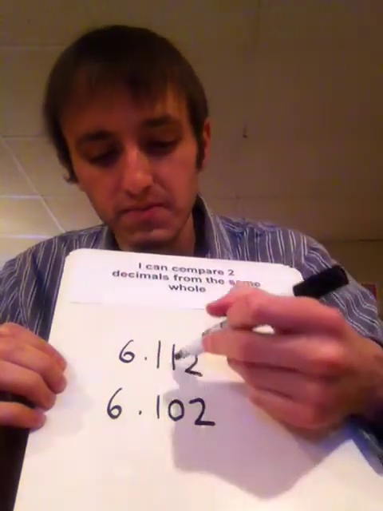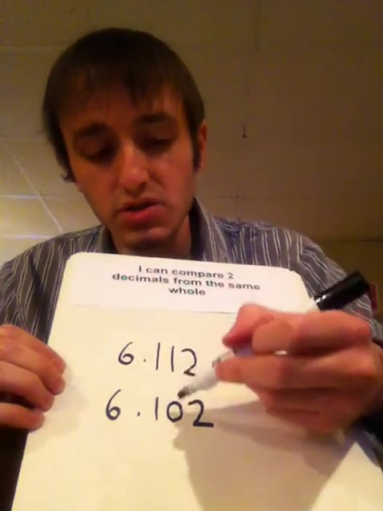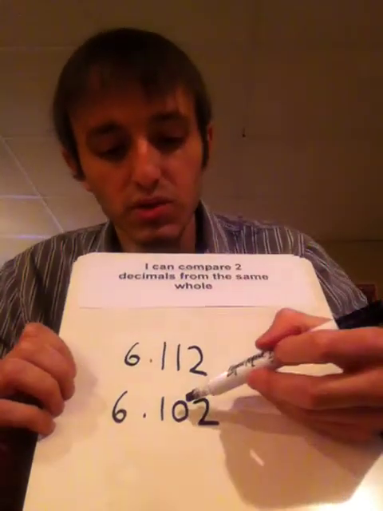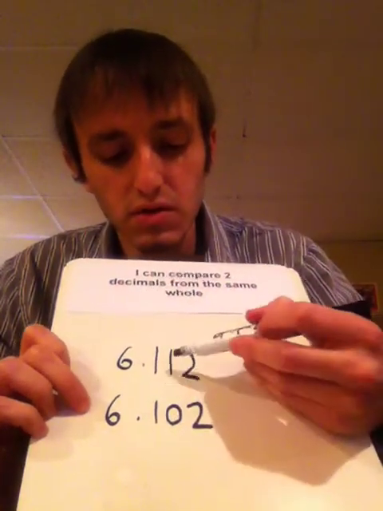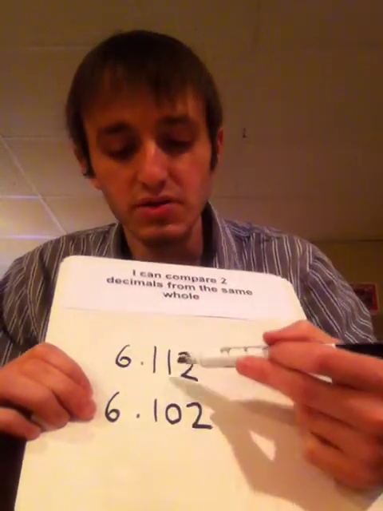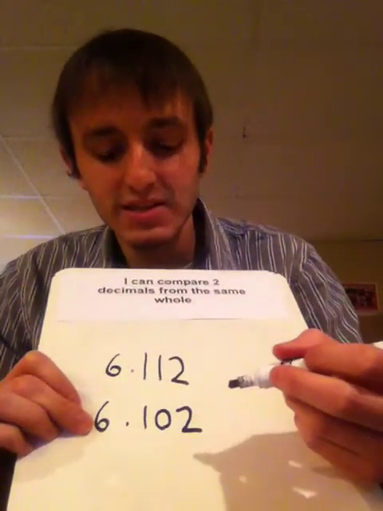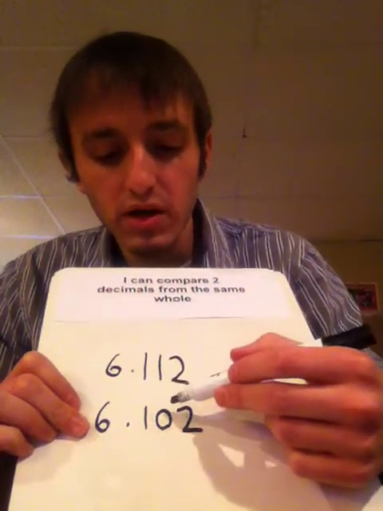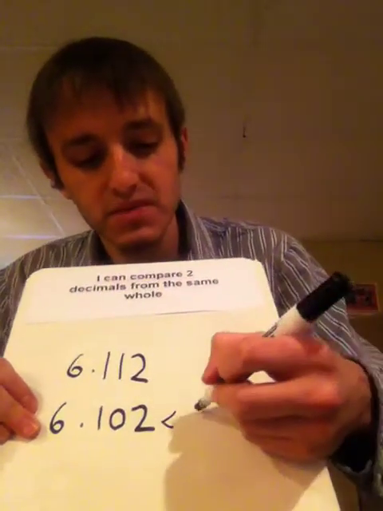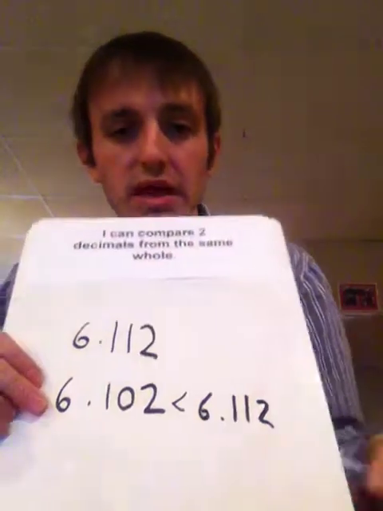Now this is where it gets interesting. We have a 0 here in the hundredths and a 1 in the hundredths. So they're different numbers, so now we need to figure out which one is larger or smaller. Well, we know that 0 is smaller than 1, so this is your smaller number down here because there's a 0 in the hundredths and you have a 1 in the hundredths here. So if we were comparing them, we would say 6 and 102 thousandths is less than 6 and 112 thousandths. We just compared them.